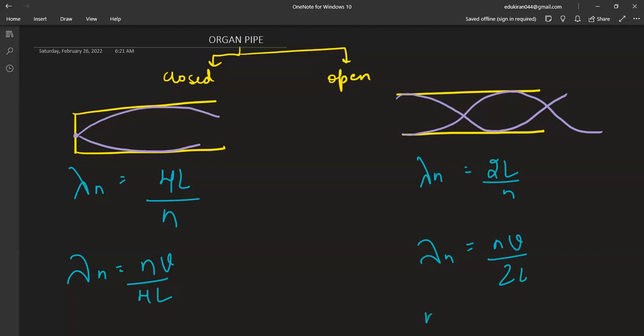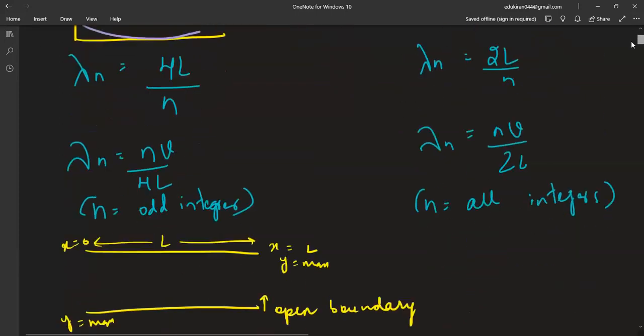And N here, I also mentioned, is all the integers. You didn't write it from here, all the integers. And here N is an odd integer. So in closed organ and open organ, we couldn't discuss it. So these are the things that follow.